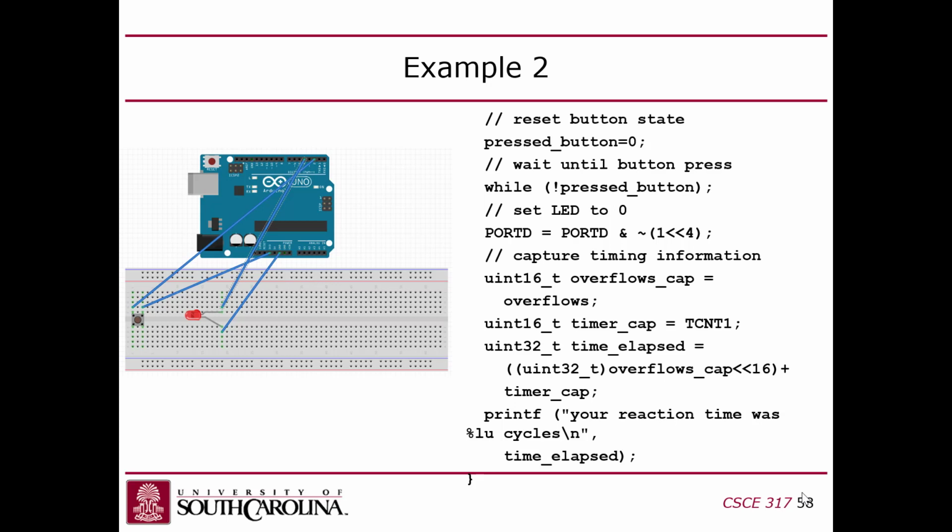essentially. And then once you get past that, you turn the LED out, and then you do some math here to calculate the 32-bit value, essentially concatenating the overflows with the counter value, and then you print out your reaction time is and give it the number of cycles. So it's a pretty neat little game, and you can see it doesn't require that much code. Okay, so that's all I've got for today. Oh, that worked out perfectly.